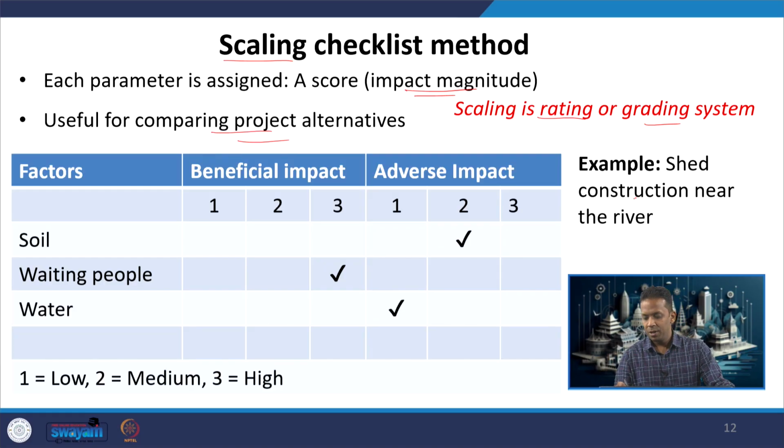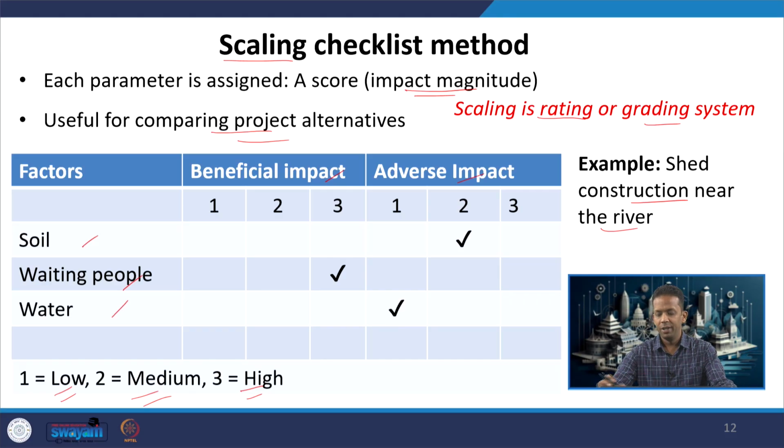For the same example, shed construction near the river, what would be the factors affected? Soil, waiting people and water. We categorize impacts as beneficial and adverse, and for scaling the beneficial or adverse impact, we use the numbers 1 to 3, where 1 means low impact, 2 means medium impact, 3 means high impact.